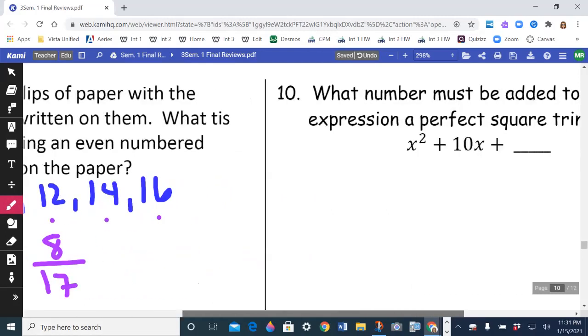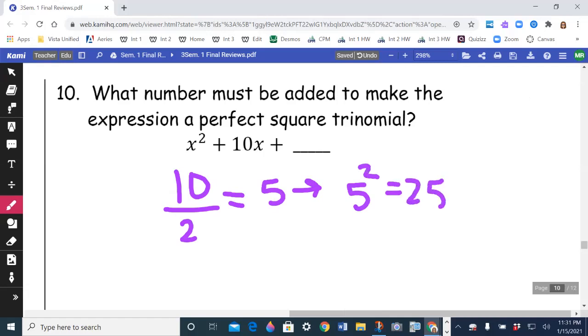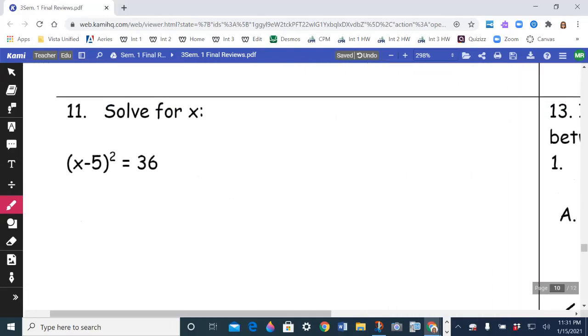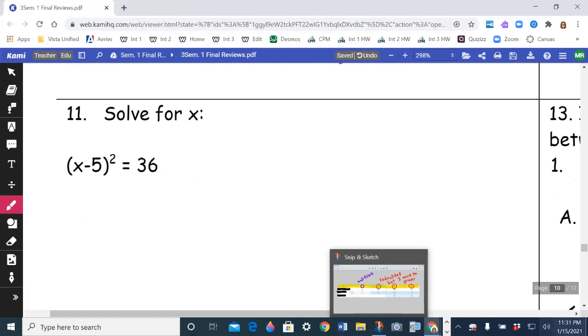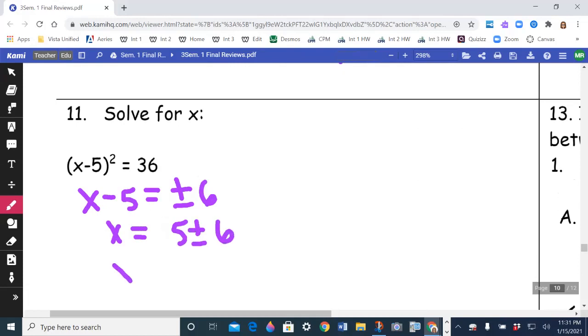On number 10, again, we want to make this into a perfect square. So I'm going to take 10, which is my B, take half of 10, which is 5, and then I'm going to square that, which is 25, and that's what's going to go here. So on number 11, okay, we have a perfect square equation that we're solving. So I'm going to square root both sides. So I get x minus 5 equal plus or minus 6. So x is equal to 5 plus or minus 6. So I'm going to get an 11 and I'm going to get a negative 1.